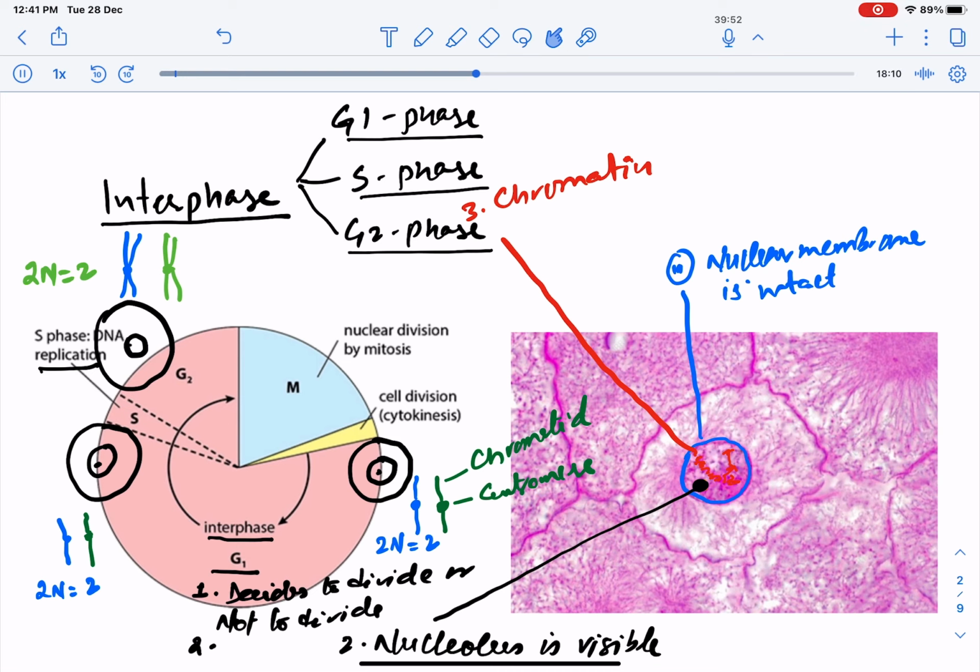Other than duplication of DNA, there are enzymes synthesized. There are proteins like tubulin protein synthesized, which makes microtubules, which are involved in spindle formation. And duplication of some cell organelles like centrioles takes place during an interphase. So at the end of the G2, the cell has the same structure, but there are many changes that have taken place in the nucleus.